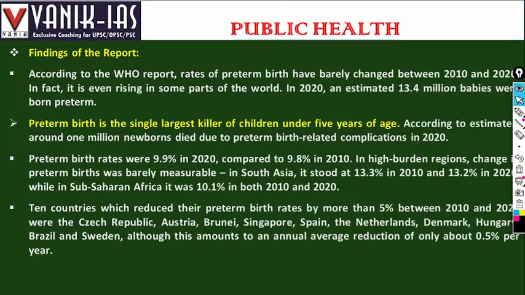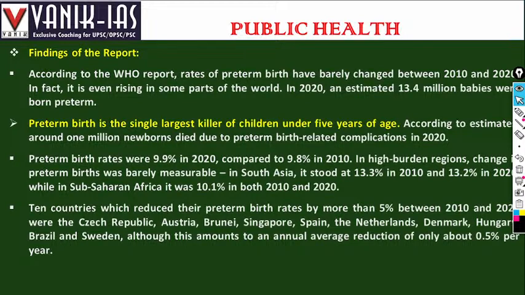Findings of the report. According to the World Health Organization report, rates of preterm birth have barely changed between 2010 and 2020. In fact, it is even rising in some parts of the world. In 2020, an estimated 13.4 million babies were born preterm. Preterm birth is the single largest killer of children under 5 years of age. According to estimates, around 1 million newborns died due to preterm birth complications in 2020. Preterm birth rates were 9.9% in 2020 compared to 9.8% in 2010.